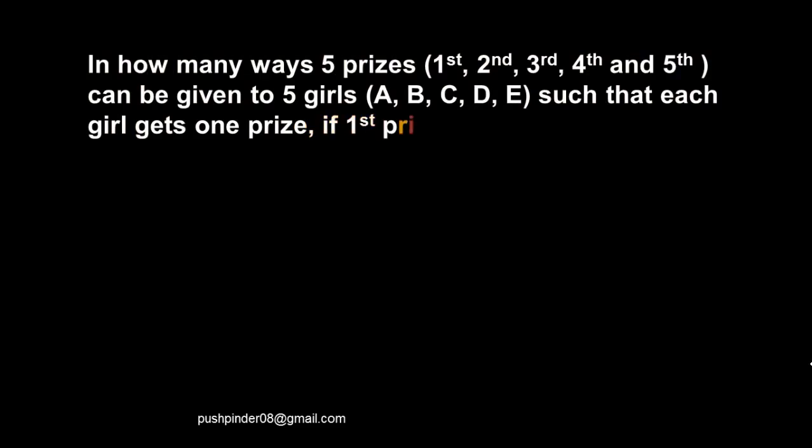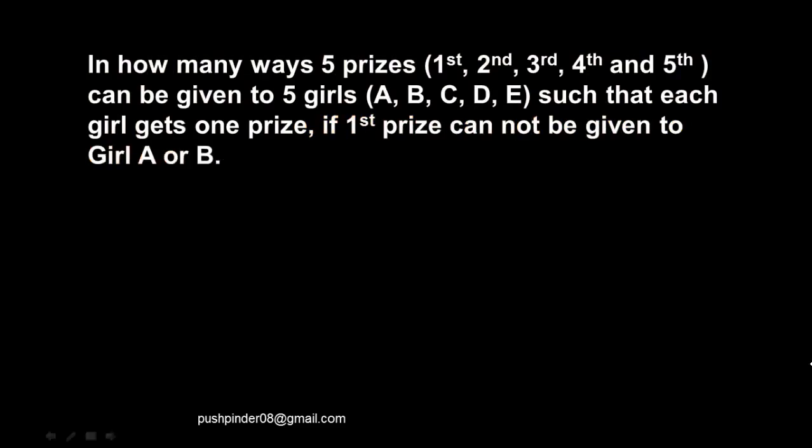In how many ways can 5 prizes be given to 5 girls such that each girl gets 1 prize, if the first prize cannot be given to girl A or B? So I hope everyone is understanding this question. This question is pretty simple. As Preeti asked, what if there are conditions in the question, and I answered that you have to satisfy the conditions first and then go about with the question. So these are the 5 prizes to be given: prize number 1, 2, 3, 4 and 5, and these are the 5 girls, right?